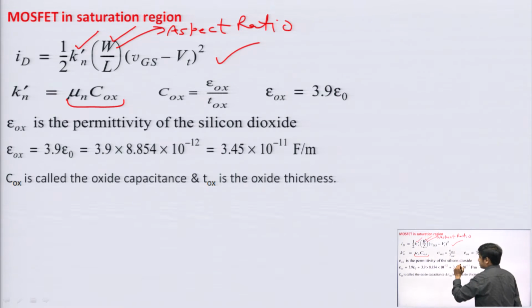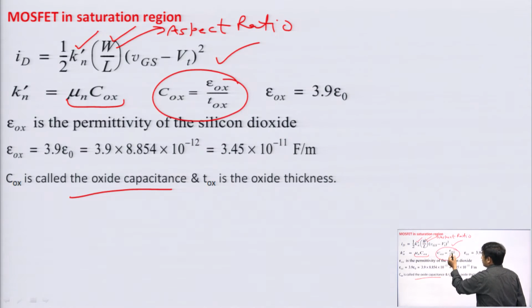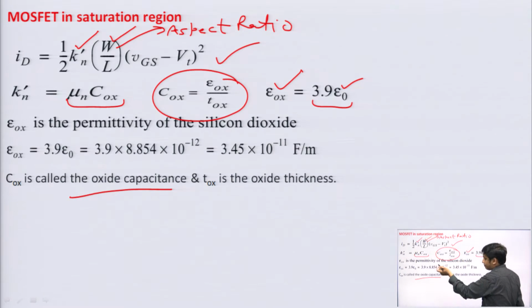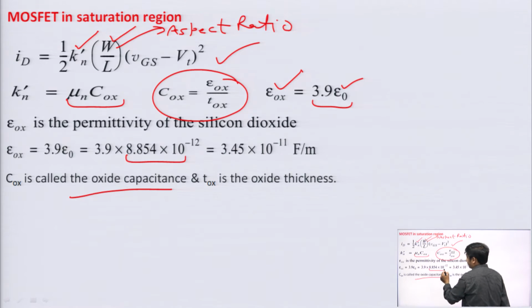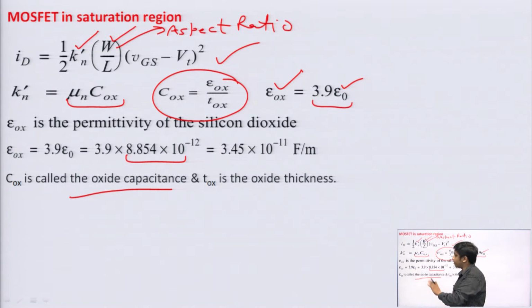COX is the oxide capacitance. And what is COX? It is epsilon OX upon TOX. Epsilon OX is the permittivity of the silicon dioxide, that is equal to 3.9 into epsilon naught. And what is epsilon naught? This epsilon naught is the permittivity of the free space, and the value of epsilon naught is 8.85 into 10 to the power minus 12 farad per meter, fine. So, this is the drain current equation for saturation region, that you already know, you need to review it, fine.